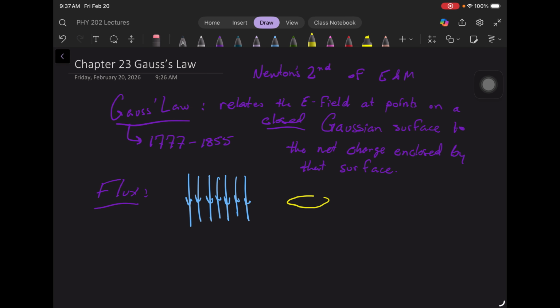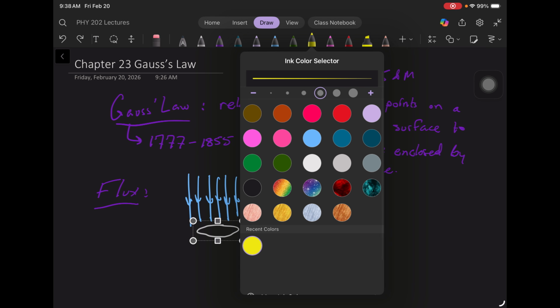Let's say we take this surface. Oh, wait, can I? Oh, I can't rotate. That would have been so perfect. Oh well.